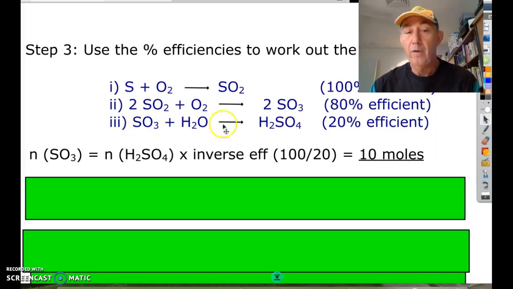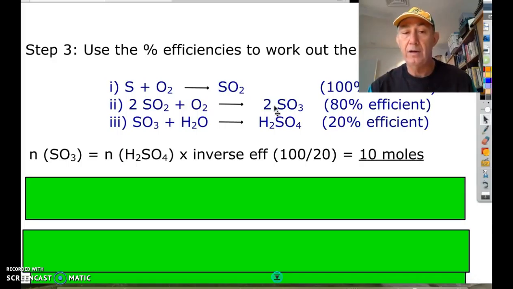So if we're going forwards, we just go 20 over 100. Because we're going backwards, we use 100 over 20. So my number of moles of sulfuric acid is going to equal 100 over 20. Because this original number was 2, I have 10 moles of sulfur trioxide. So now I look at my second step.